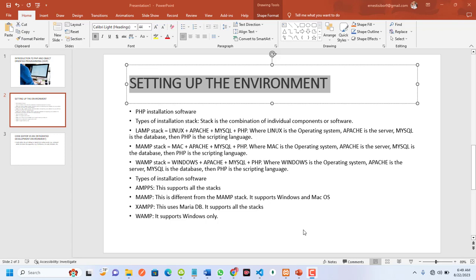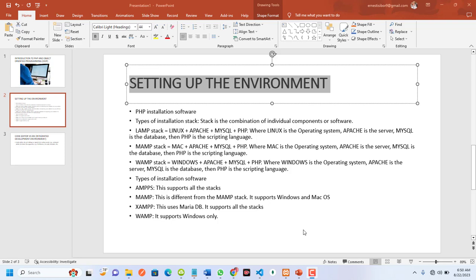Welcome back. Let us look at the setting up of the environment for PHP code. So let's look at the PHP installation software and the types of installation stack. So let's talk about the stack in PHP. Now, when we say stack, it is the combination of individual components or software. PHP has a lot of stacks, so let us take a look at some of them.